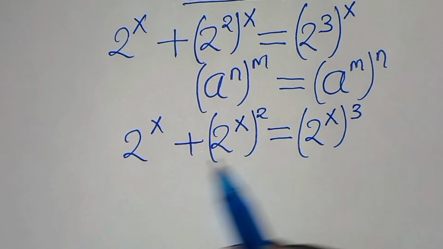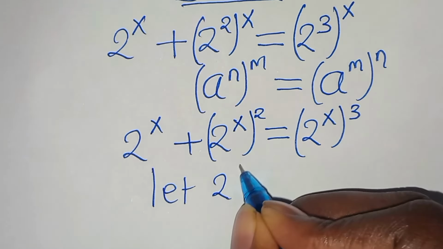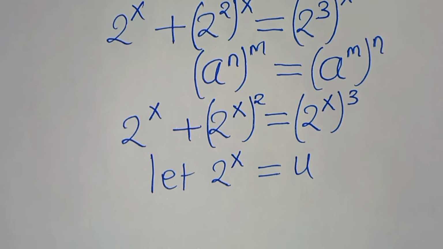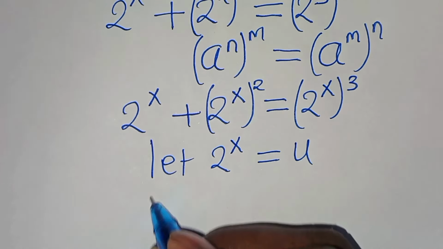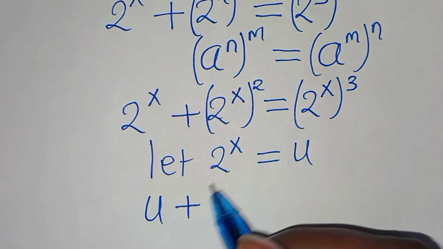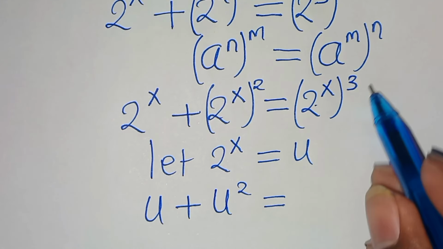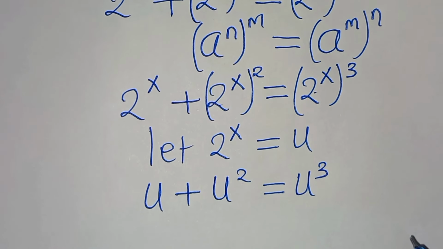The next step from here, we can let 2 to the power of x be equal to u. Now let's substitute u into this equation here so that we have u plus, now here we have u to the power of 2. This is equal to u to the power of 3. So we have u to the power of 3.